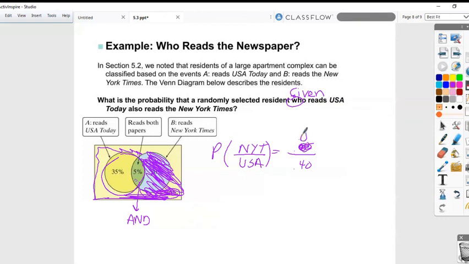It's ugly. Oh my goodness, my phone is just going crazy. And then you just divide them. Okay?